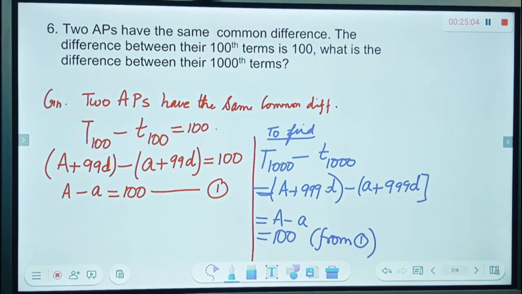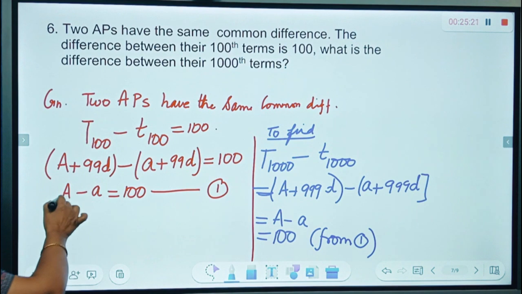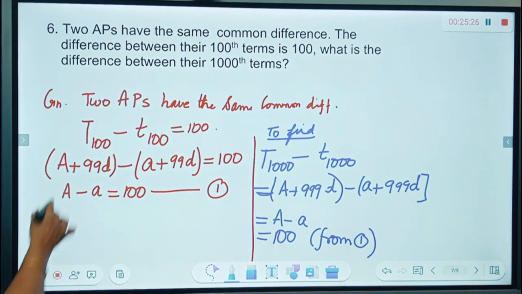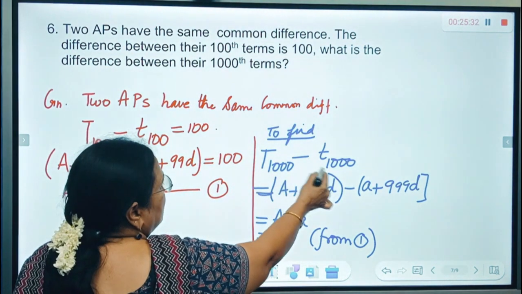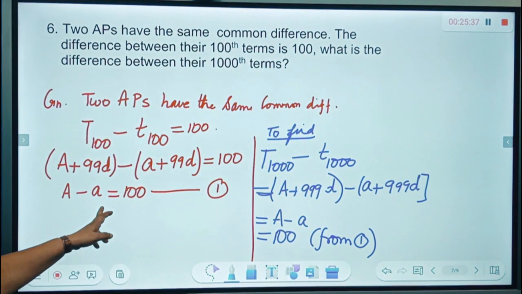So if the difference between the 100th terms is 100, you have two different APs having the same common difference but different first terms. So A plus 99d minus a plus 99d is 100. I'm using the same d because both of them have the same common difference. However, the starting terms are different. So we get A minus a is 100. Now what will be T1000 minus t1000 for two different APs? Again it reduces to A minus small a. But we know from 1 it is 100. So the difference between the 1000th terms is also 100.